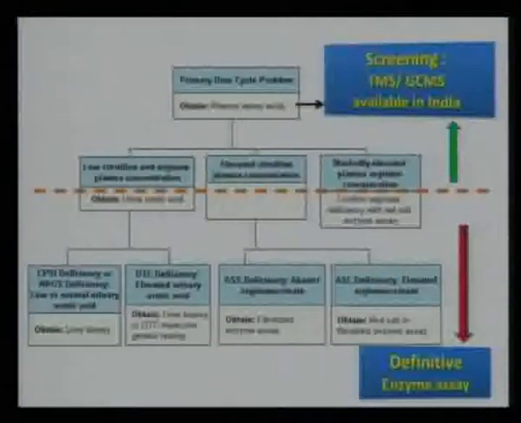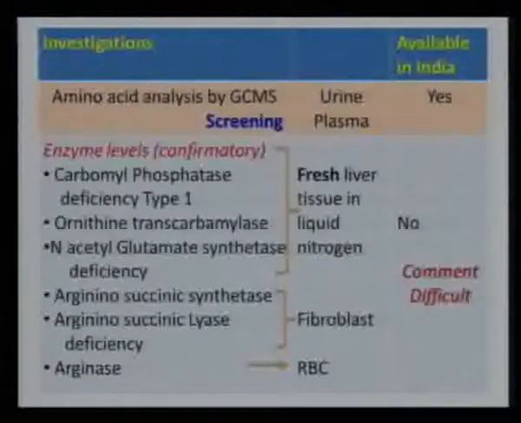And what we have available, this is the line which has been drawn. These are the plasma amino acids that we can do the screening for in India. We have the labs available. All these can be identified. And along with that, you have to do urine orotic acid. And these are the definitive methods to do the confirmation of urea cycle defects at different levels. So definitive enzyme assays are mentioned here. Screening is available, which can be done in India. Enzyme levels are confirmatory, and these are the different enzymes which are done.